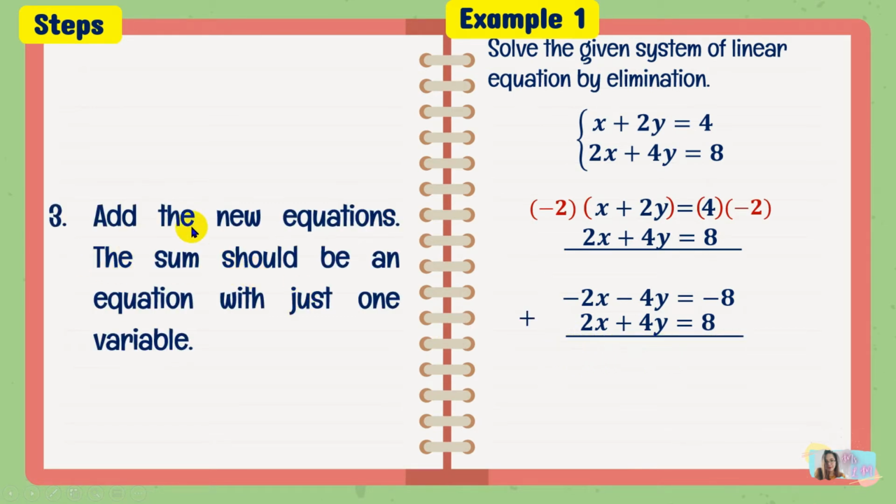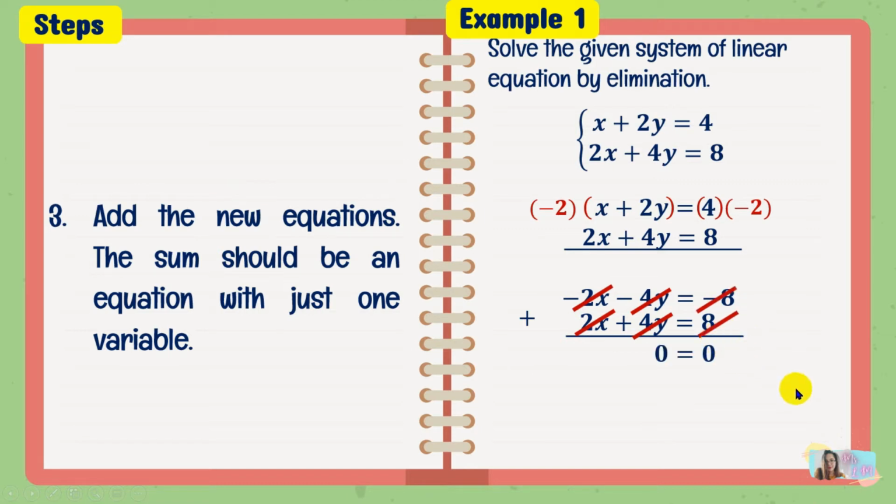Sabi dito sa step number 3, add the new equations. The sum should be an equation with just one variable. So, kailangan daw may makancel tayong isang variable para maging one variable na lang. But as you can see, ayan nga po, yung negative 2x, pag in-add natin sa positive 2x, magiging 0x na siya. Same as negative 4y and 4y, pag in-add natin sila, 0y na rin. Also, dito sa constants, negative 8 plus positive 8, 0 na rin po.